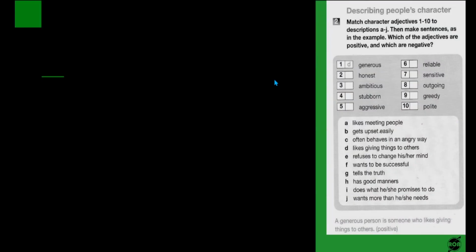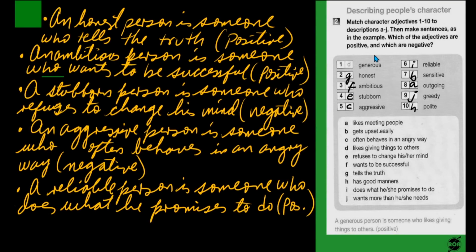Let's move forward to the character. Now remember, to describe the character, the correct question is what is he or she like? Okay, so here you have some vocabulary and some expressions. Let's just go ahead and show you the answers. Here you have that for honest, okay, is a person that tells the truth.